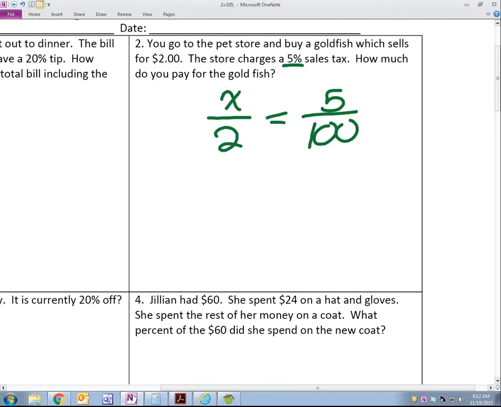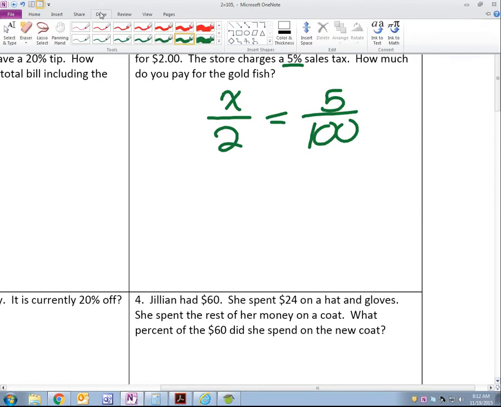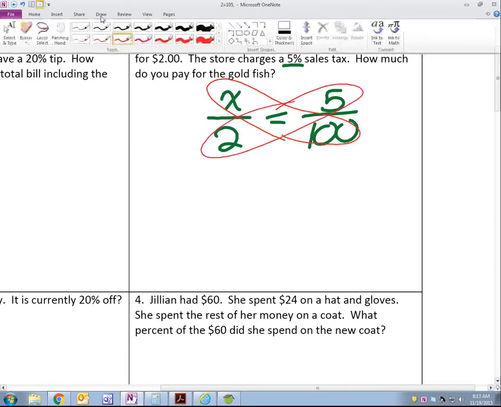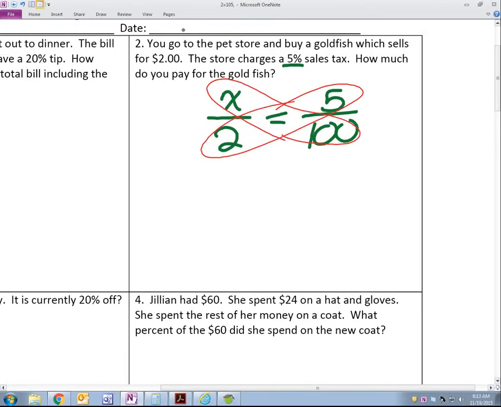Okay. So I don't know what that is, so I'm going to now cross multiply. That makes an x, and that's a multiplication symbol. So I now have 100x equals 10. Now I have to divide both sides by 100, right?